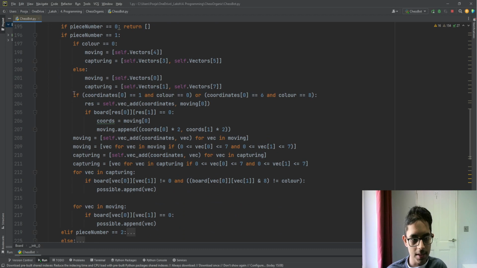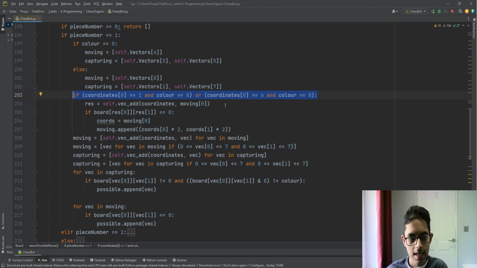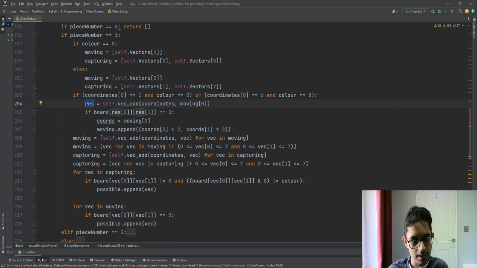And what we do is determine if the coordinates are... this particular bit of code just determines whether there's a piece in front of the pawn, since we can only move the pawn if there's no piece in front of it. So if the first coordinate is 1 and the second coordinate is 0, or if the row is 6 and its color is white, sorry. This determines if it's the first move of the pawn, and that means the pawn is eligible to move 2 squares forward. So we have a result equal to the vector addition of the coordinates and the moving vector. And if that result is free on the board, then we can indeed move there, and we append this to the moving array.